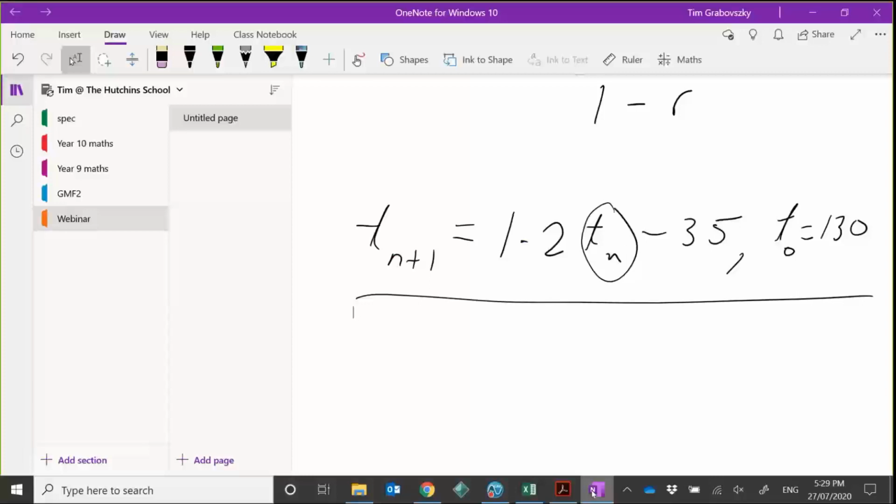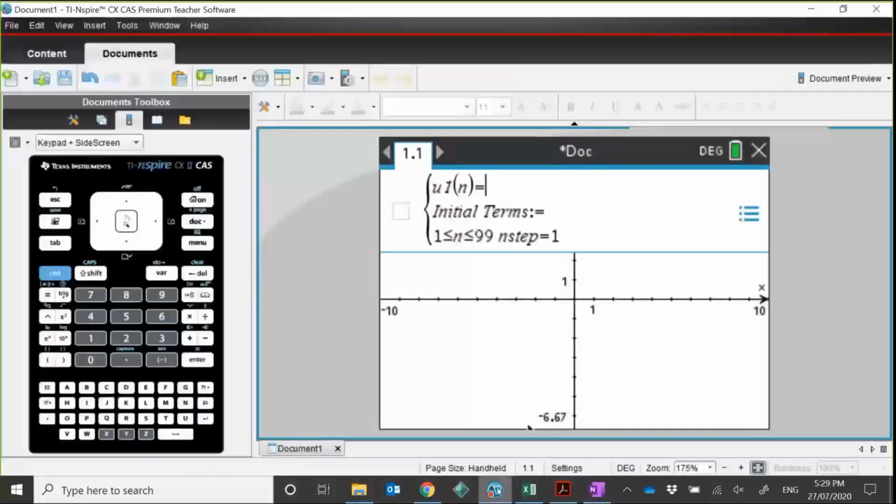So we basically have to type in what I've got on the screen here. Tn plus 1 equals, we've got to type that in. So on the calculator, I want you to put a plus 1 in there. So U1 bracket n plus 1 equals 1.2 multiplied by U1 bracket n, because that's the current week. And we are then going to lose 35 mice. Now, the initial condition was 130. So we're starting with 130.